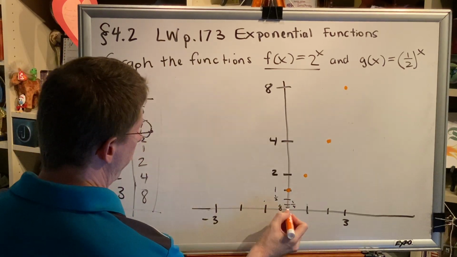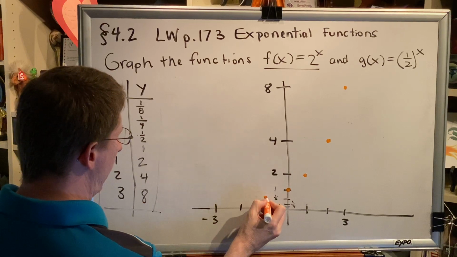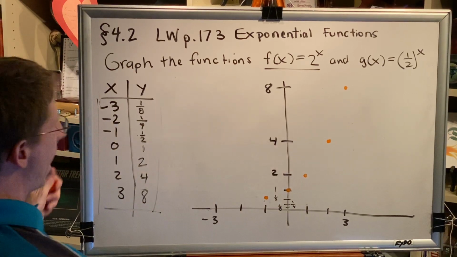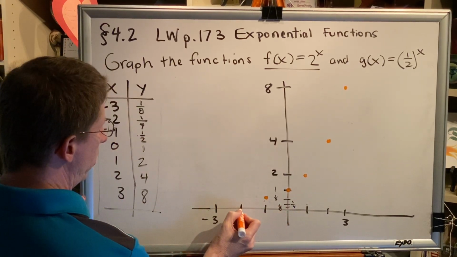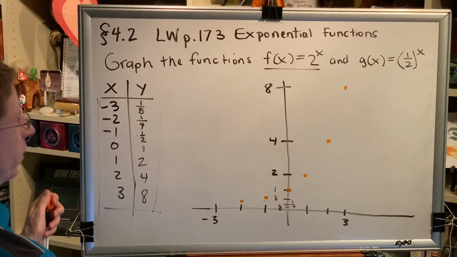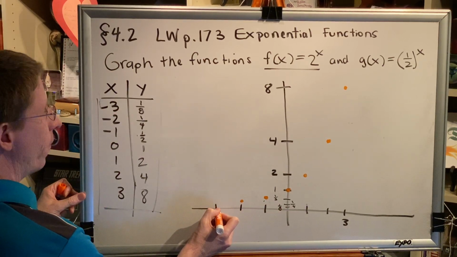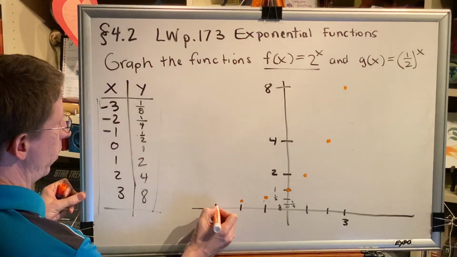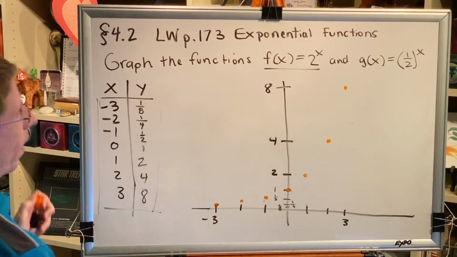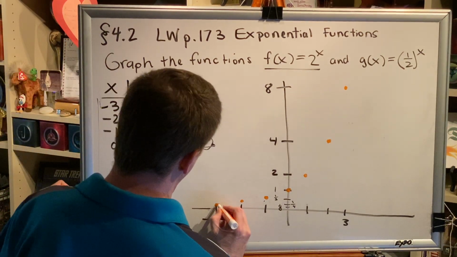-1, comma, 1/2. So starting at the origin, that's 1 step to the left and up 1/2 a step, which would be here. -2, 1/4. That's 2 to the left, up 1/2 of a step, or 1/4 of a step. And then -3 would be 3 to the left, and then up 1/2 of a step, which is 1/8, which would be right here. All right, now we're going to connect all of our dots together.